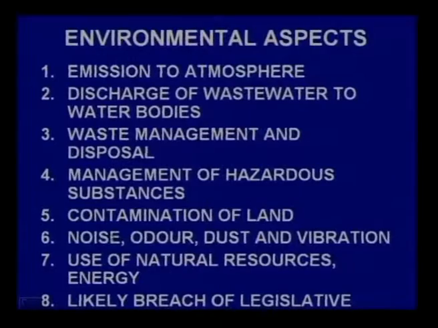We talk about contamination of land. Are we introducing into the land something which is a contaminant? We need to think about noise, odor, dust, vibration. We need to consider use of natural resources, particularly energy sources. Can we minimize? Can we go for alternative resources? And likely breach of legislative procedures. Are we sticking to the legal requirements?